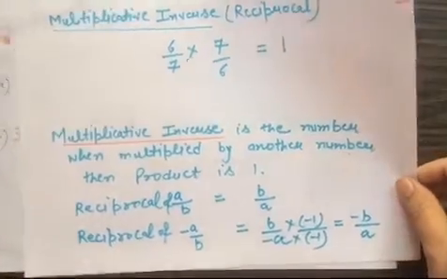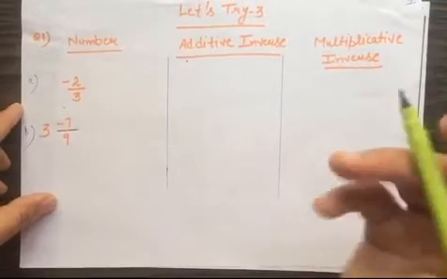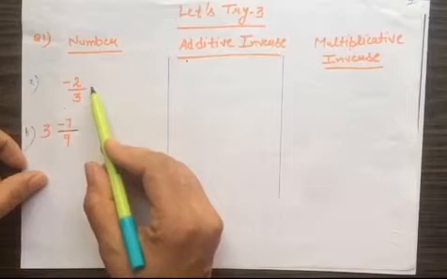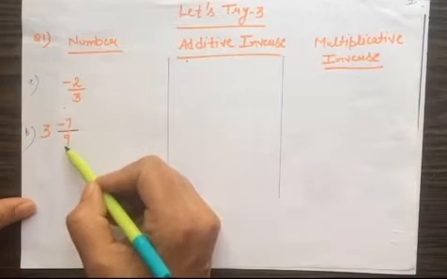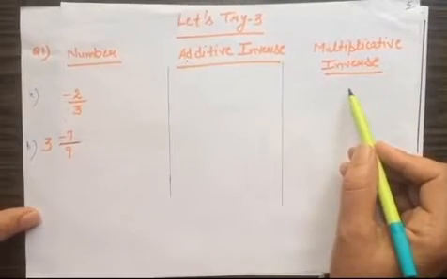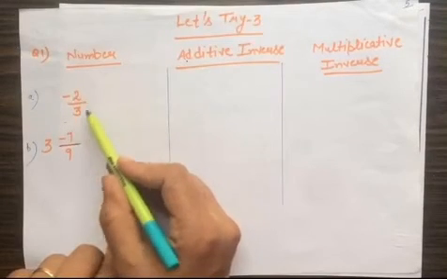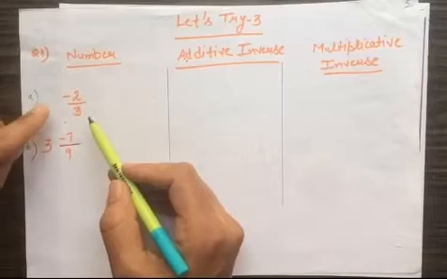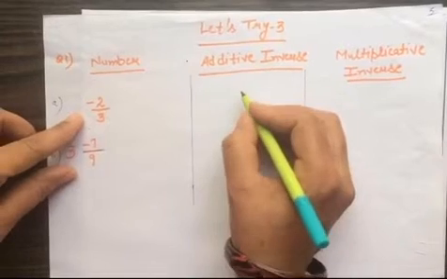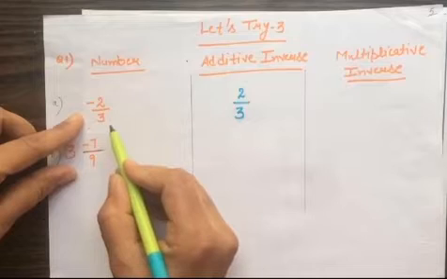Next is some examples of Let's Try 3. We have the numbers -2/3 and 3 -7/9, and we have to find their additive inverse and multiplicative inverse. So let's write first -2/3. What will be the additive inverse of -2/3? The same number but with opposite sign. So +2/3 is the additive inverse of -2/3.